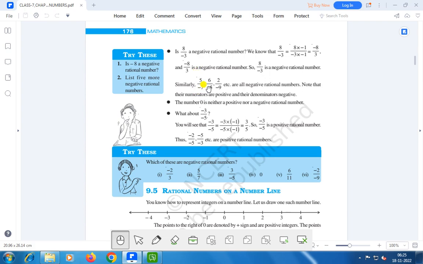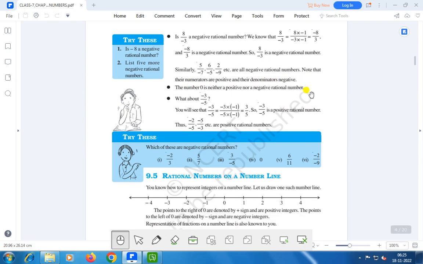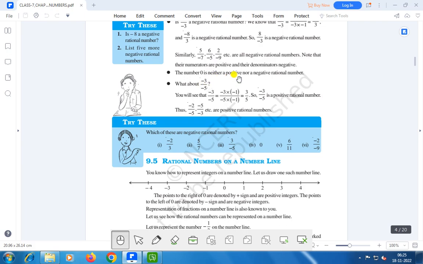Similarly, 5/-7, 6/-5, 2/-9, etc. are all negative rational numbers. Note that the numerators are positive and their denominators are negative. The number 0 is neither a positive nor a negative rational number.